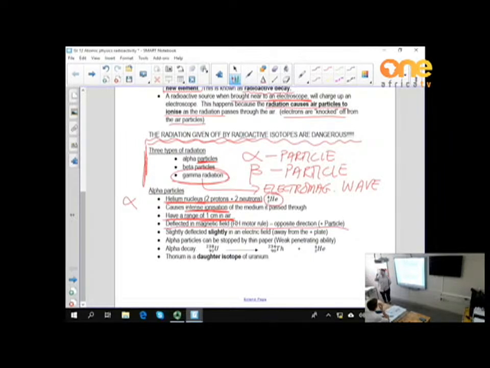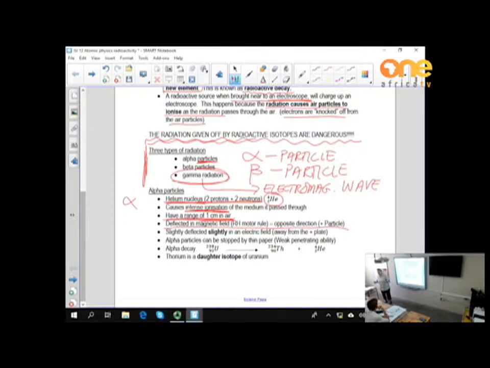Yes, people. A helium nucleus consists of 2 protons. What is the charge on a proton? Positive. And 2 neutrons. What's the charge on a neutron? Nothing. So we have 2 positives and 2 neutrals. What charge do I have? Plus 2. Okay, I have a positive particle.